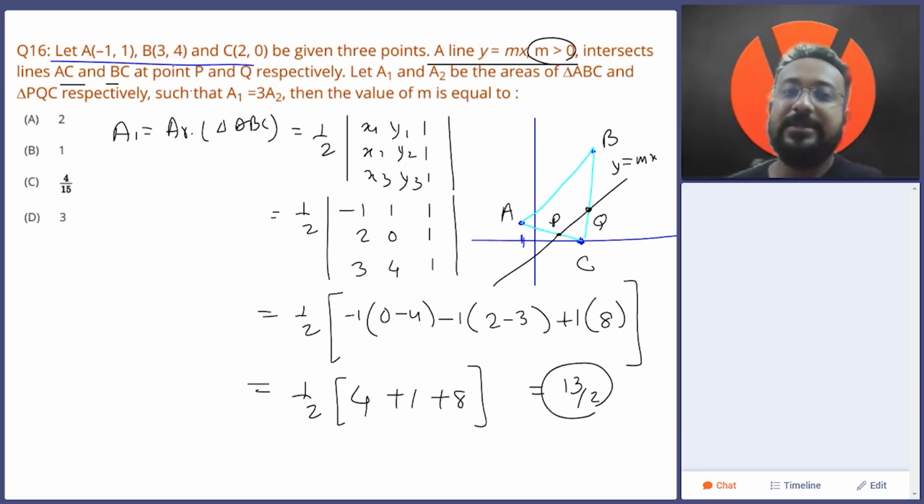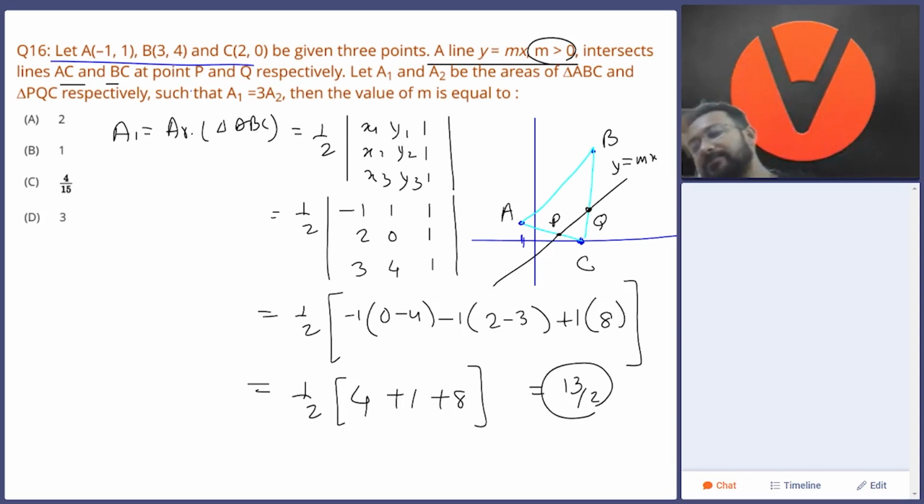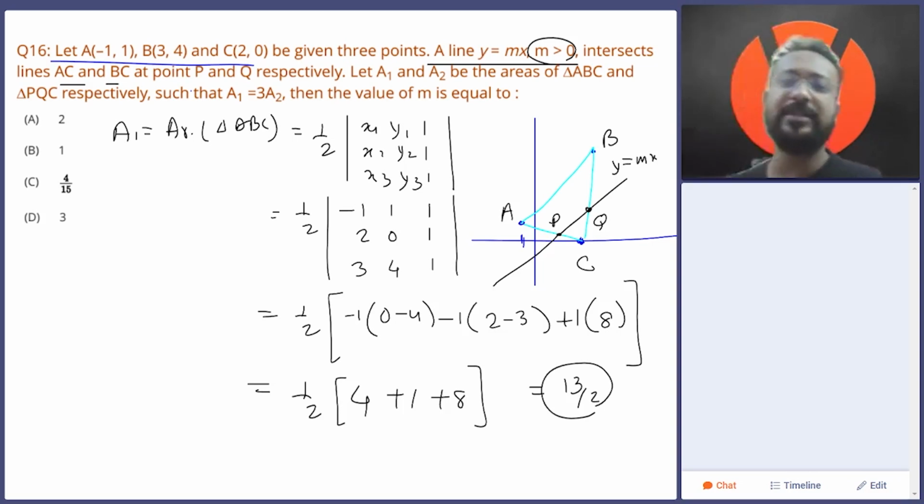Now what are they saying, beta? Now they're saying A2 is the area of this PQC. So how will you find PQC, sir? Very simple now. Sir, for PQC we need C. C is there. We need P and Q. But sir, this P and Q looks like what? It looks like the intersection of the line y equal to mx with these two lines, correct? So the first thing is to find those two lines, correct?